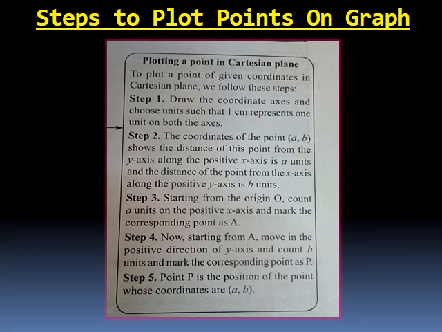Step 3. Starting from the origin O, count a units on the positive direction of x-axis and mark the corresponding point as A. Step 4. Now, starting from A, move in the positive direction of y-axis and count b units and mark the corresponding point as P. Step 5. Point P is the position of the point whose coordinates are (a, b).